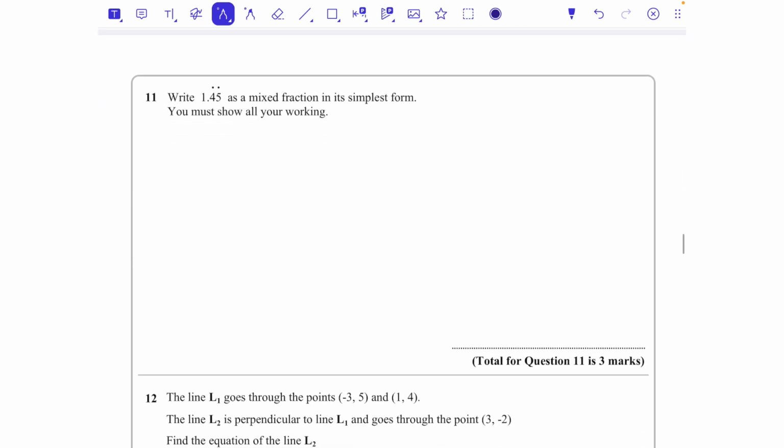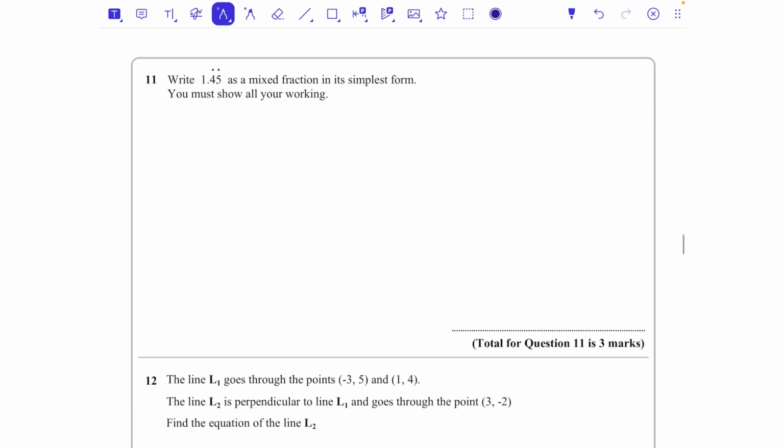Okay, question number 11. Write 1.45 recurring as a mixed fraction in its simplest form. You must show all your working. So for this, let x equal 1.45454545, and those values keep repeating, and we want to show that by dot dot dot, or you can keep the recurring notation up there, but you do need to show something. Don't just stop. You will lose a mark if you don't show that that continues on.